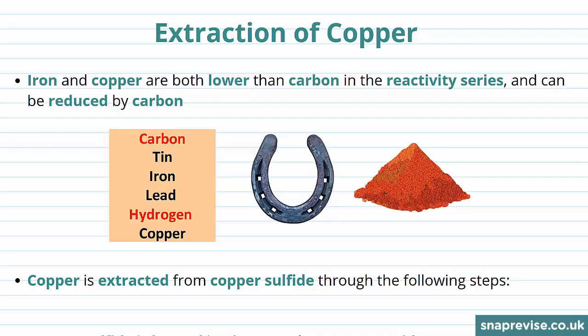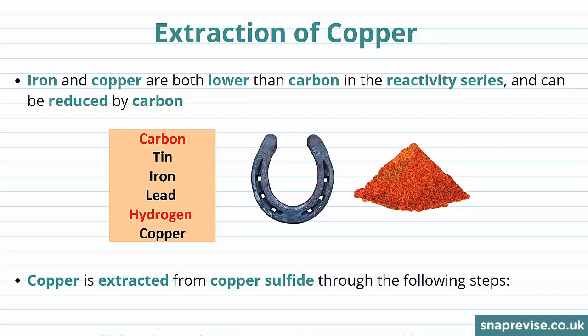We can obtain the pure metal from the ore by first separating out the metal oxide, and then carrying out redox reactions on this metal oxide in order to produce the pure metal. Specifically, if the metal is lower than carbon in the reactivity series, then we can obtain the pure metal from the metal oxide through reduction with carbon.